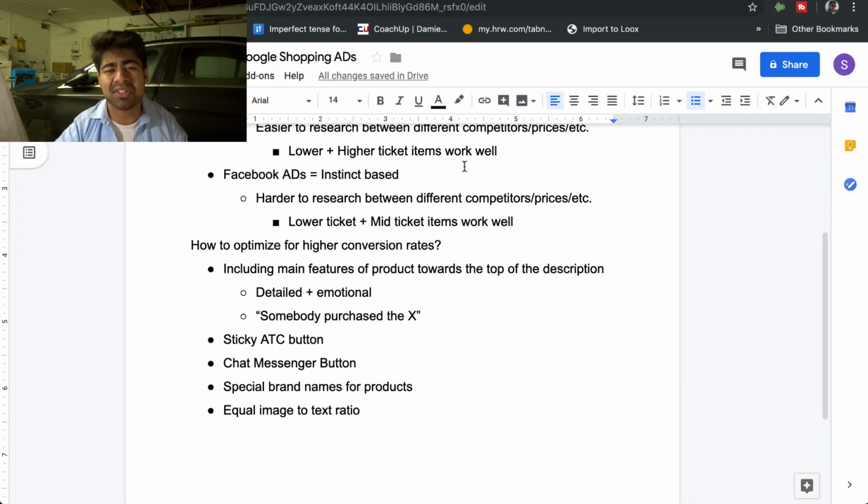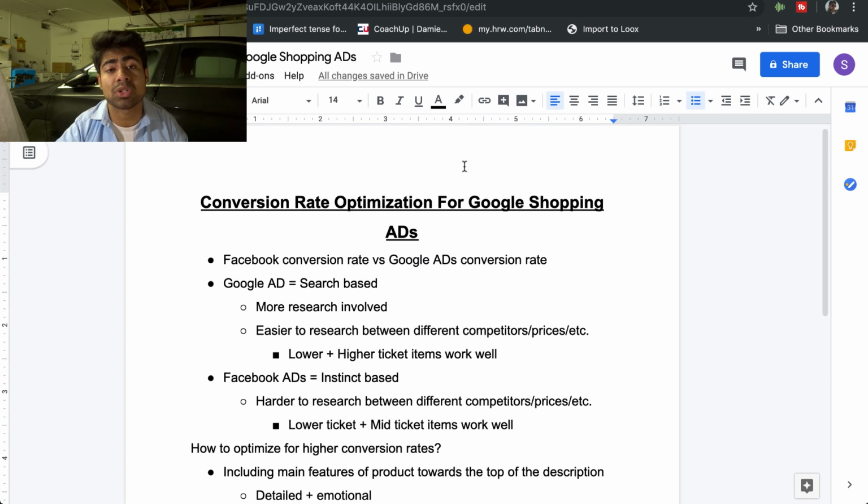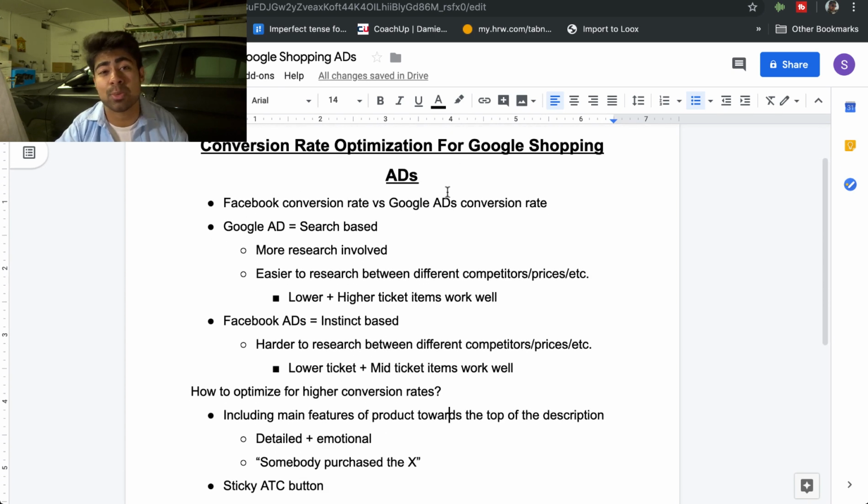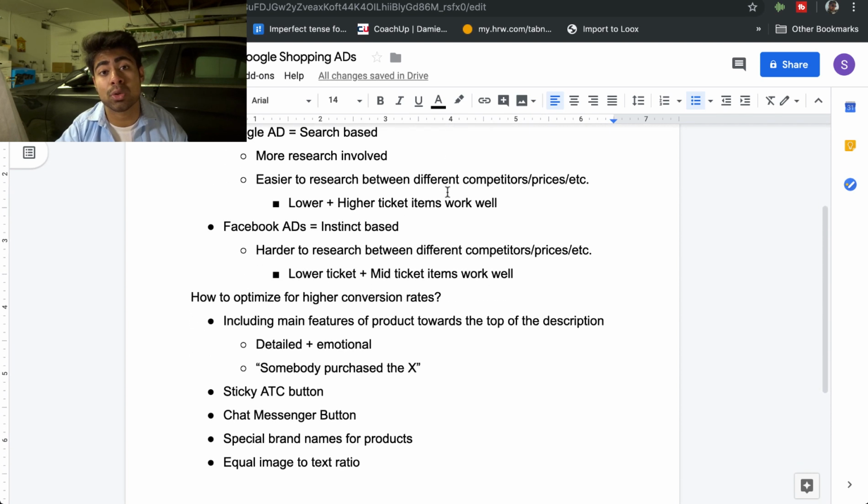But these are the 5 specific techniques as to how you can increase your conversion rate when it comes to Google Shopping ads. Again, we went over as to how Facebook is different to Google, and then what you can do with your Google Ad Store to actually increase that conversion rate.